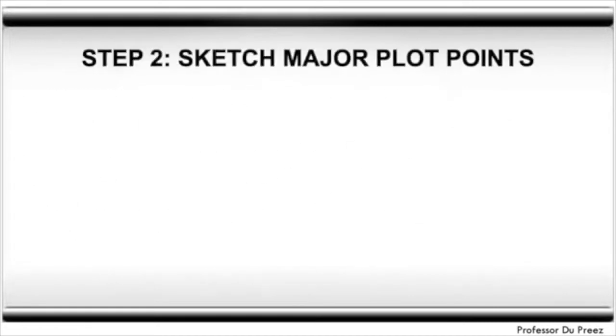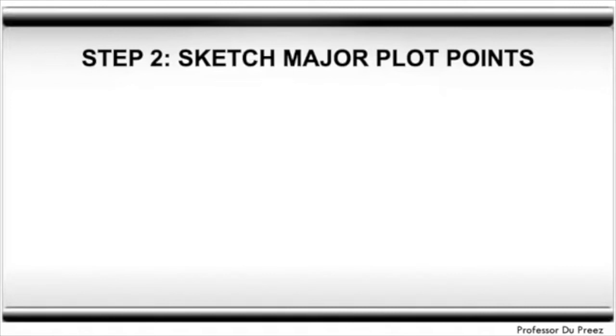Step 2. Sketch major plot points. Sketch out the major plot points in the animation with enough detail. Not too much, nor too little detail. The synopsis will cover the main storyline of the animation. The storyline usually does not include sub-stories, unless the sub-story is important to the overall conclusion of the main story.